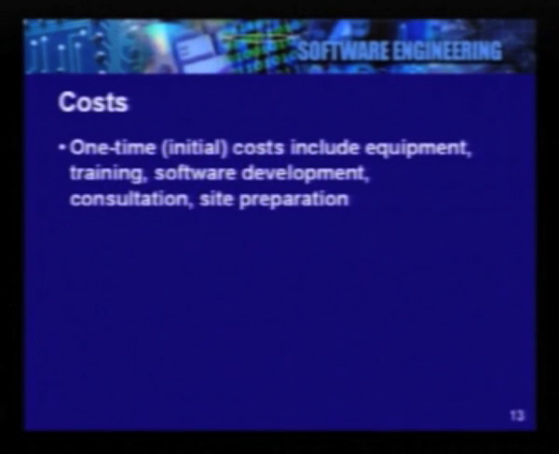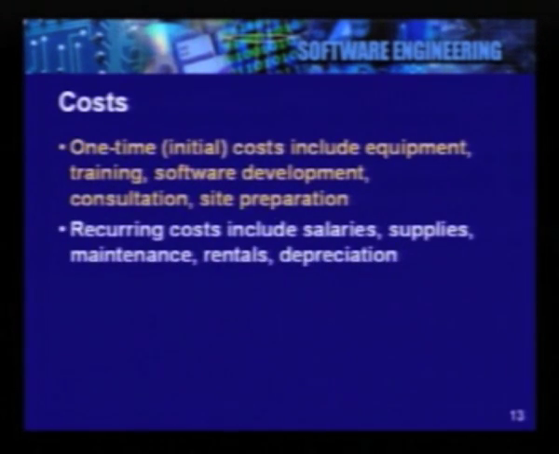Now let's look at the costs. Costs can be characterized in different ways. They may be one-time costs, which include equipment, training, software development, site preparation, and so on. Then there can be recurring costs, which would include salaries, maintenance of equipment, depreciation, and so on. And finally the replacement of the system after some period of time. So there are one-time costs, and there are recurring costs.